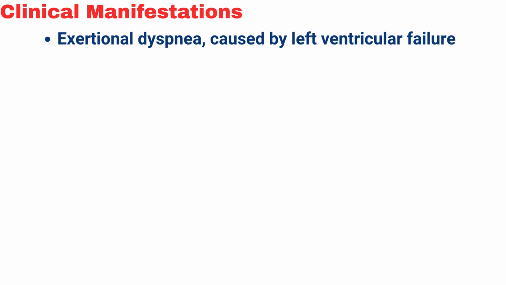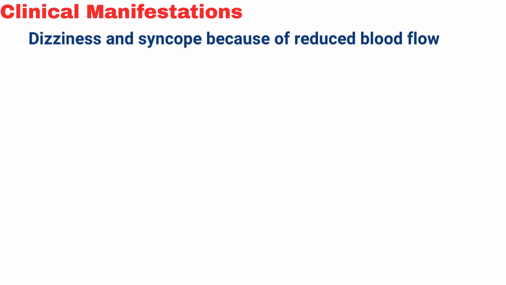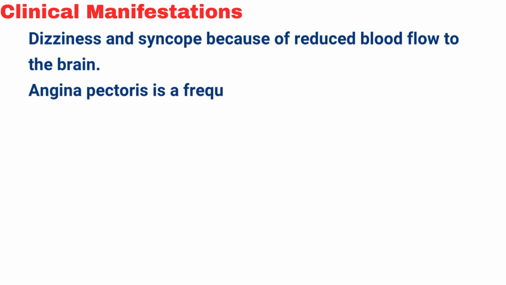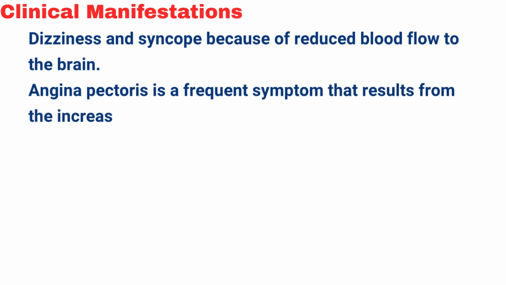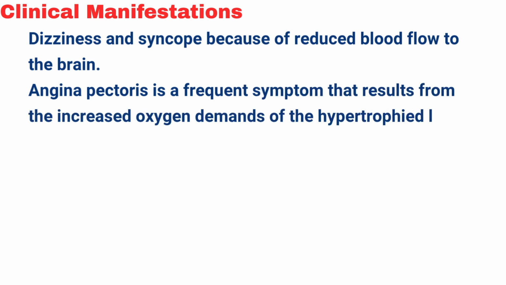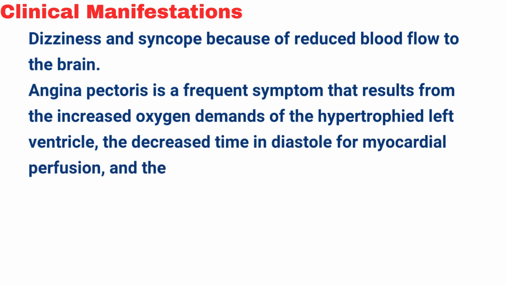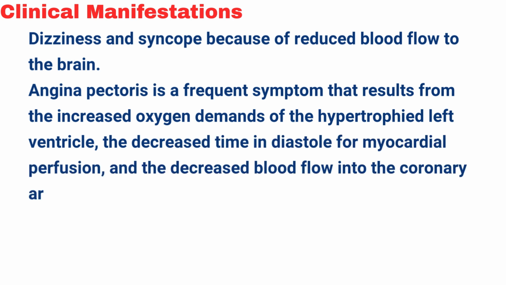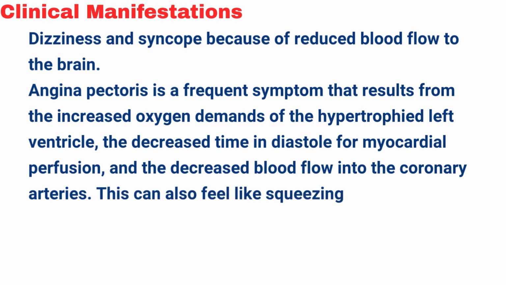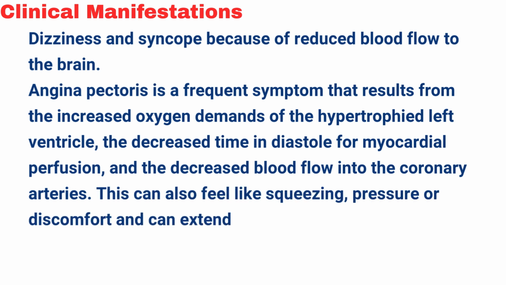Many patients with aortic stenosis are asymptomatic. After symptoms develop, patients usually first have exertional dyspnea caused by left ventricular failure. Other signs are dizziness and syncope because of reduced blood flow to the brain. Angina pectoris is a frequent symptom that results from the increased oxygen demands of the hypertrophied left ventricle, the decreased time in diastole for myocardial perfusion, and the decreased blood flow into the coronary arteries. Angina pain is like a squeezing, pressure, or discomfort and can extend to the neck, jaw, arm, or abdomen.